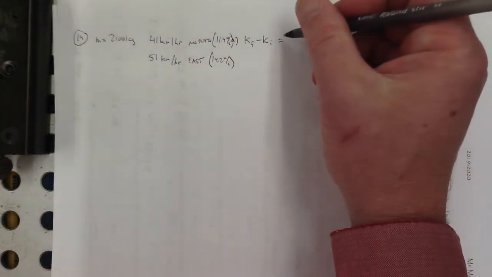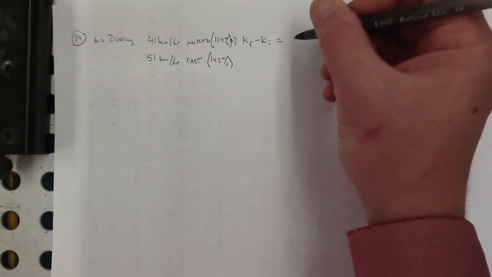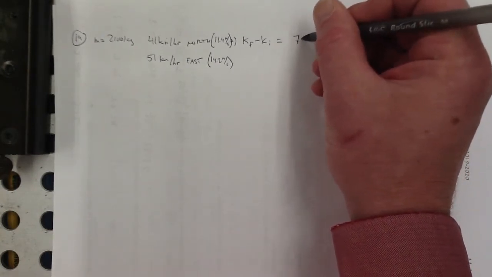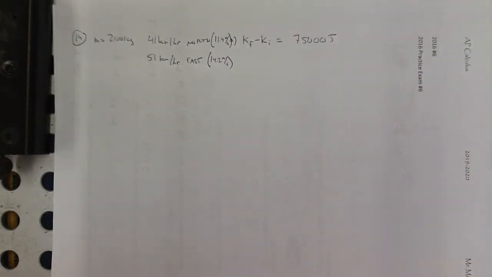So I just have the 1/2 mv squared minus the 1/2 mv squared. So 1/2 m v squared minus, I get about 75,000 joules there for that change in kinetic energy for part A.